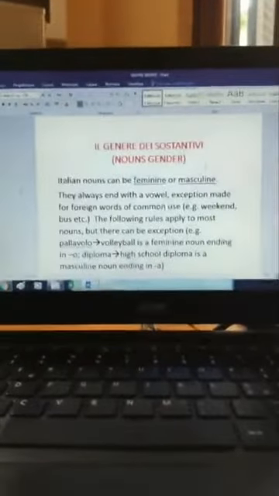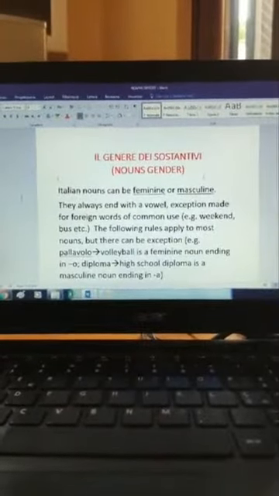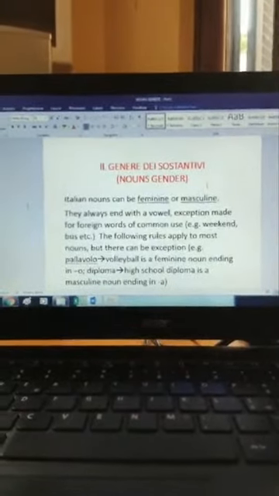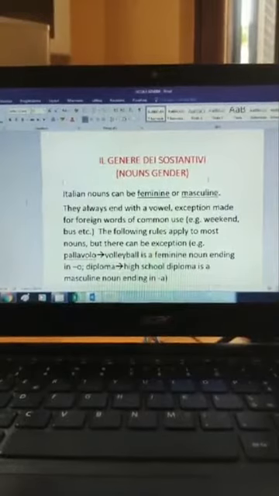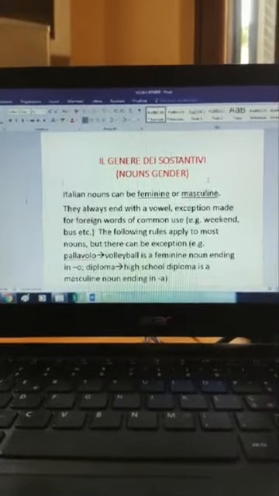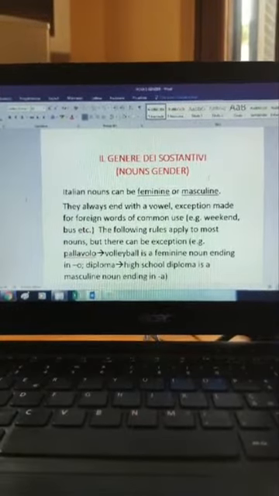Okay. So, as I already told you, Italian nouns can be both feminine or masculine. The thing about Italian words is that, unlike English, they mainly end with vowels, not consonants. So this is one of the biggest differences you'll find in the Italian language.